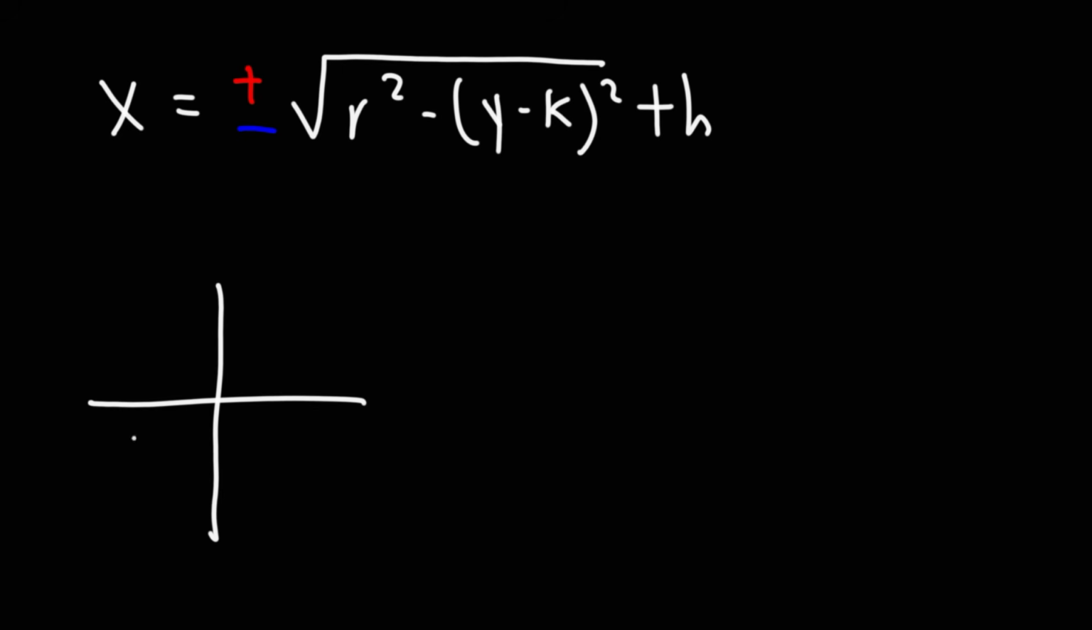When x is positive, you're going to get the semicircle on the right side. When x is negative, you'll get the semicircle which is the left side of the circle. So you can get 4 different semicircles with those 4 equations.